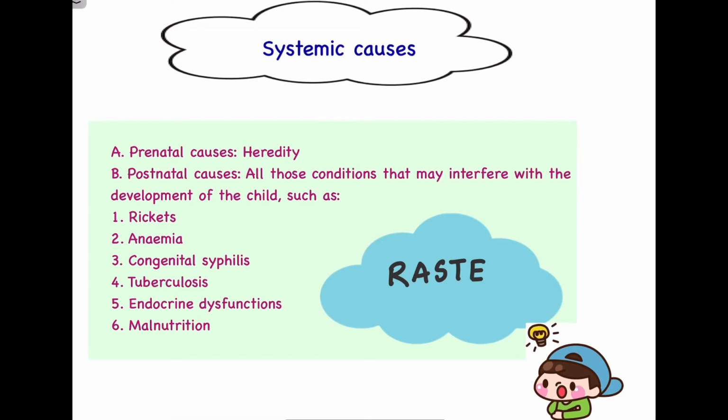So to remember this, you can simply remember it as RASTE. R for rickets, A for anemia, S for syphilis, T for tuberculosis, and E for endocrinal dysfunction. And it is very nice if you could remember malnutrition as well. Otherwise, five causes are good.